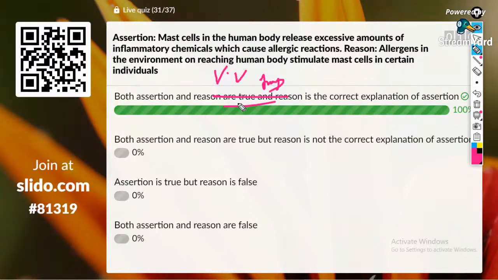Very good. Those who did it by yourself are going to do well in NEET 2020, because these types of assertion reason questions you can also expect in your exam.